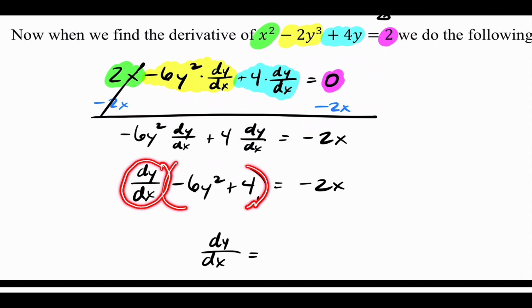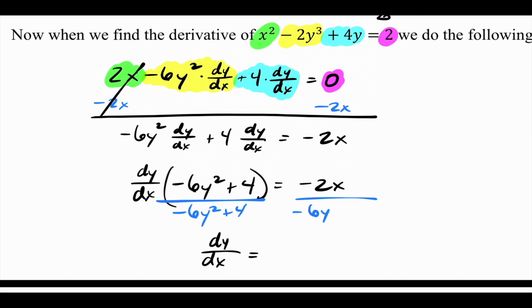How do I get dy dx alone? Isolated. So what is the dy dx on the outside doing with the parentheses? Adding, subtracting, multiplying, or dividing? Multiplying. What's the opposite of multiplication? So divide by the stuff that I don't want to stay. Anything divided by itself just makes a 1.